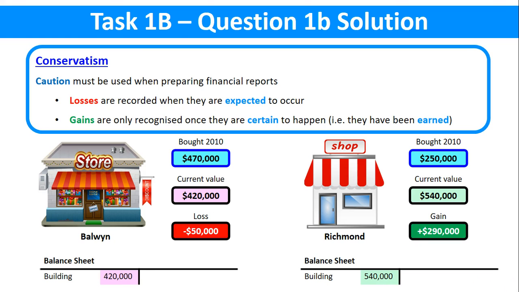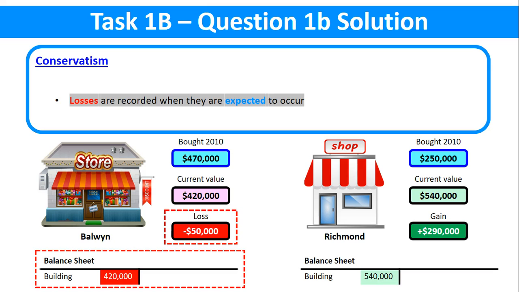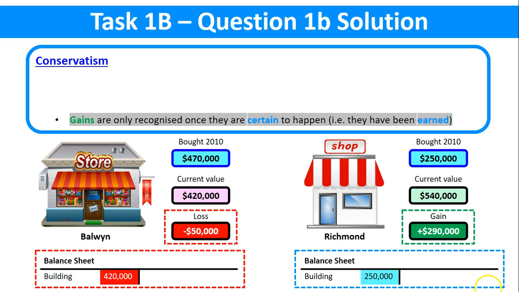Looking at Richmond, we've actually made a $290,000 gain since we bought the property. So do we recognize that gain today or not? We're going to say we don't, because that gain is not certain. It might occur in the future, but if we actually haven't sold the property, then we haven't actually earned that gain and gotten any money. So we are not going to record Richmond at $540,000. We will record the loss in summary of the Baldwin property, but we will not record the gain for Richmond because gains are not certain until they're earned. So we'll leave Richmond at $250,000.